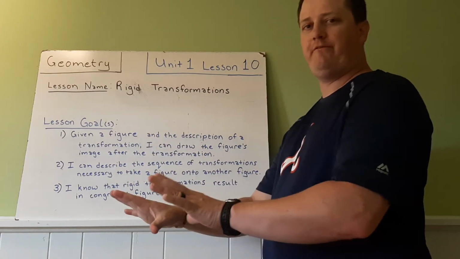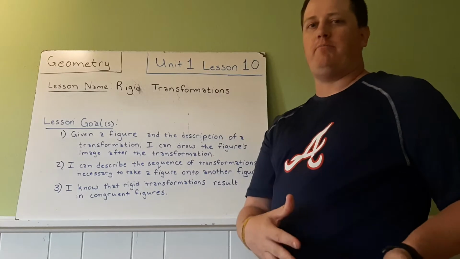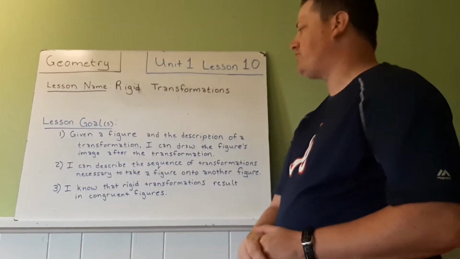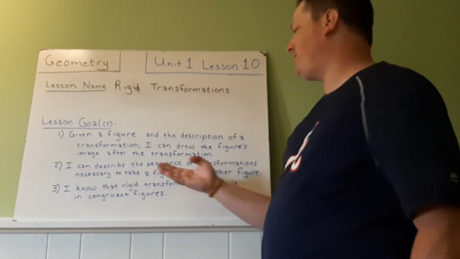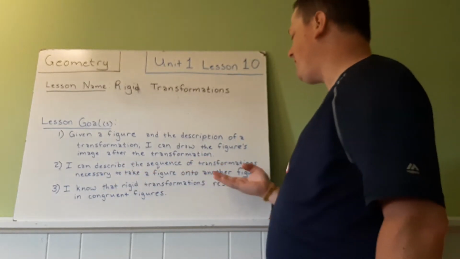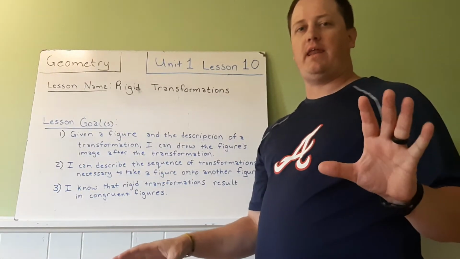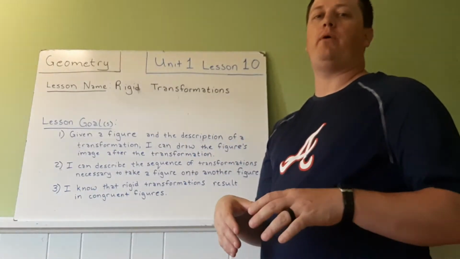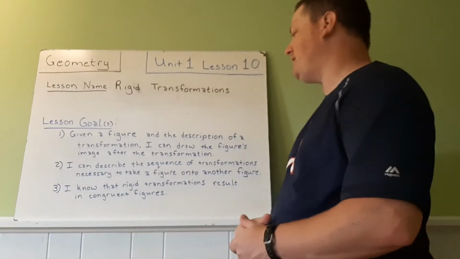So I've got a figure, I've got some directions on moving it, I then move it and I have a new picture. Number 2, I can describe the sequence of transformations necessary to take a figure onto another. So we have an original figure, we have an image. Can you come up with a series of directions to move the original to the image?